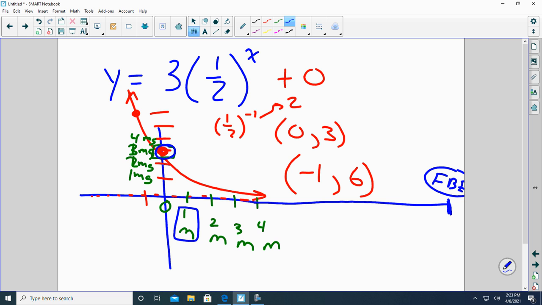So let's say we want to get out here. Let's say we want to get out here to 7 years.